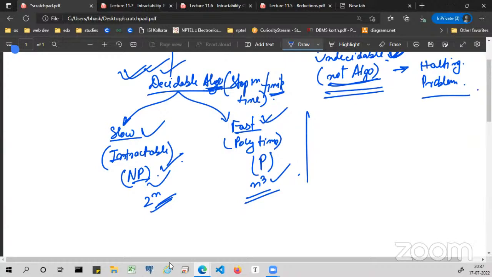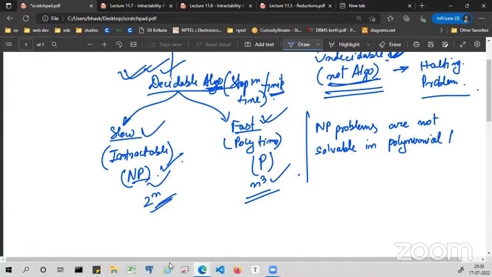Based on this understanding, can I say that all NP problems are intractable problems? That is, they are not solvable in polynomial time. NP problems, this is the statement I'm making: NP problems are not solvable in polynomial time. Now, see, the idea is, yeah. So this may not be true all the time.